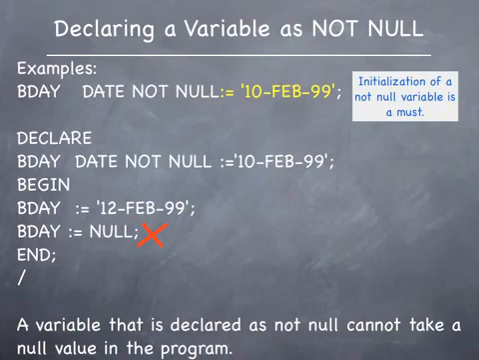In the body of the program, the variable bday is taking two types of values. The first assignment stores the value 12th of Feb 1999. The second assignment, where the variable is taking the value null, will fail because bday has been declared to be of not null type.